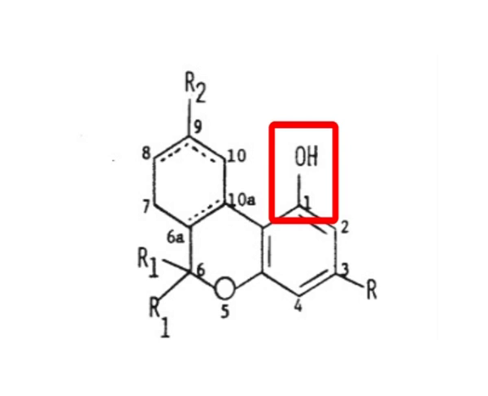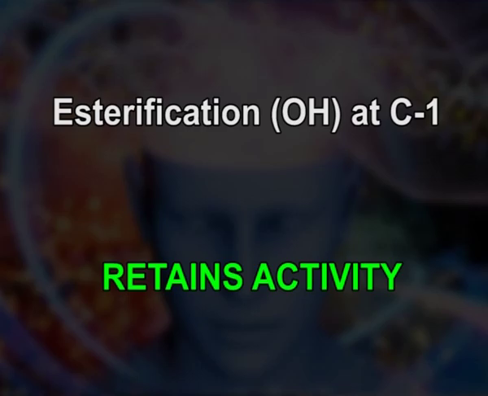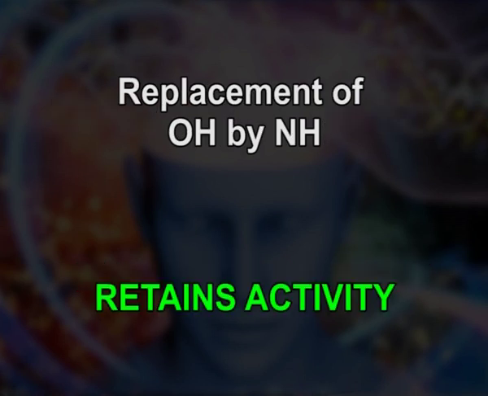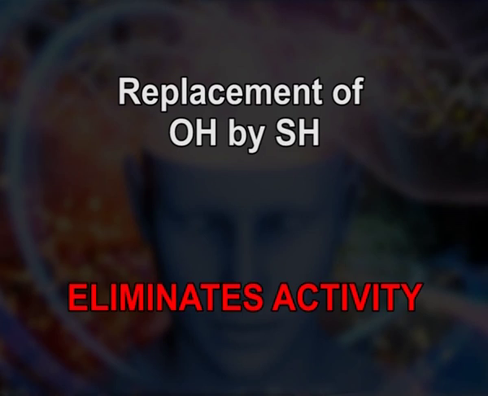That is, the OH at position C1 is in itself necessary for activity. Thus, the abnormal compounds where the hydroxyl and the side chain have been interchanged, that is side chain at C1 and OH at C3, are all inactive. Similarly, removal of OH at C1 eliminates activity. Esterification of OH at C1 retains activity. Etherification of the OH at C1 eliminates activity. Replacement of the OH by NH2 retains activity and replacement by SH eliminates activity.